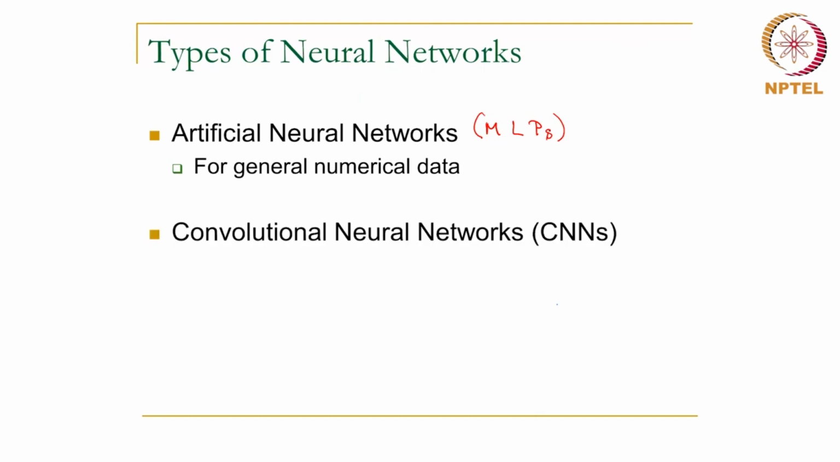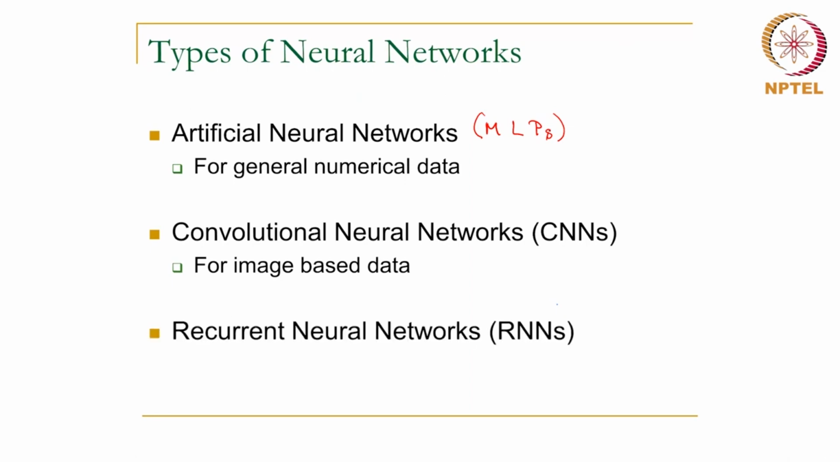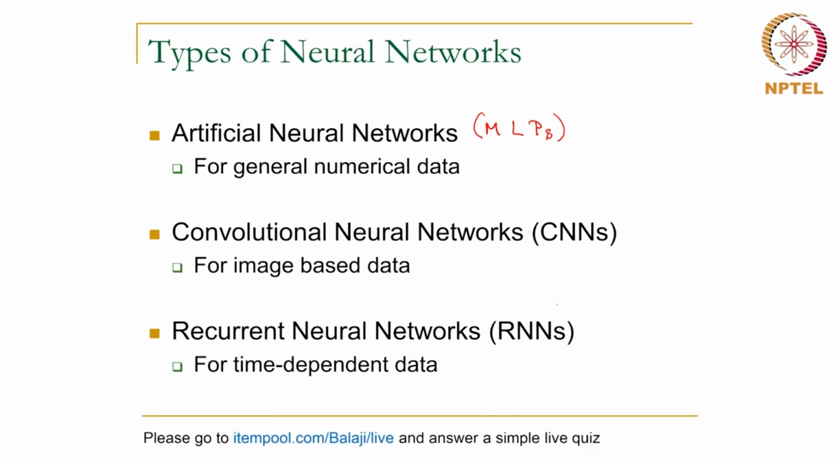There are something called convolutional neural networks. These are good for image-based data. Is this a cat? Is this a dog? Your Google Pixel, Facebook identification, everything uses something called convolutional neural networks. Recurrent neural networks are for time-dependent data. Even when I'm speaking, on YouTube, speech transcription, when I say a word, it gives you closed captions. All that uses recurrent neural networks.